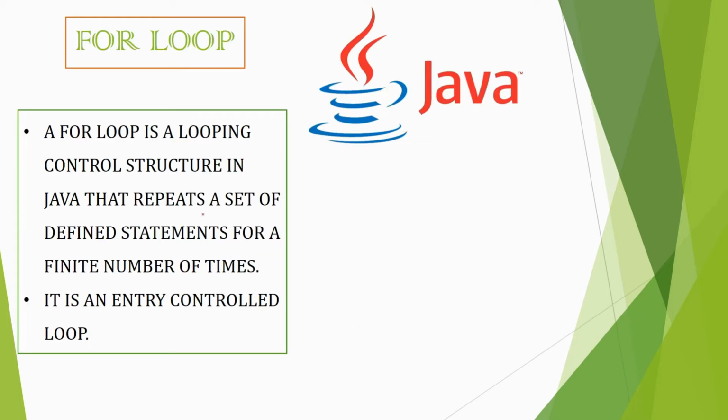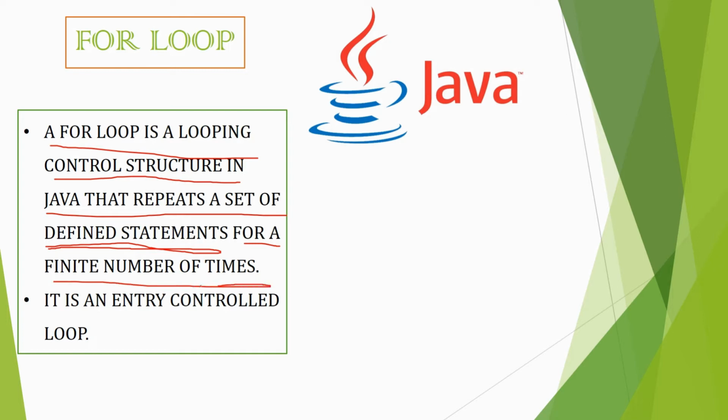Now, a for loop is a looping control structure in Java that repeats a set of defined statements. Now, this is very important: defined statements for a finite number of times. Again, this is also very important, finite number, because a for loop has a fixed number of iterations. It is an entry controlled loop because it checks the condition, and only then it executes the statement. So this is another point to be noted.